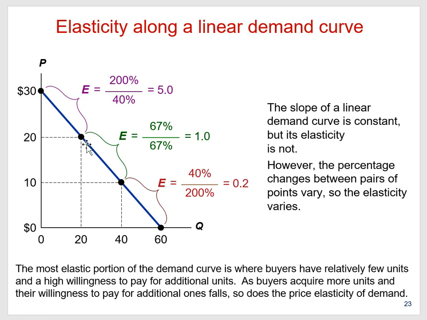But between these 2 points, price elasticity appears to be equal to 1. So a 10% change in the price commands a 10% change in quantity demanded, while here a 10% change in price leads to a smaller change in quantity, while a 10% change in the price here leads to a higher than 10% change in quantity demanded.